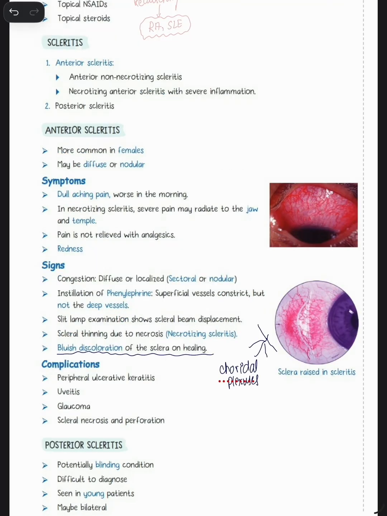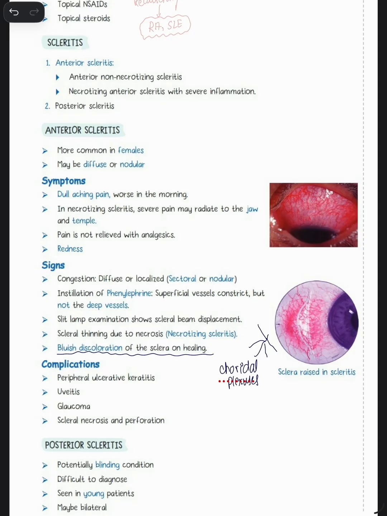What we have read is that scleritis can be anterior and posterior. Anterior scleritis can be non-necrotizing and necrotizing with severe inflammation. Anterior scleritis is seen more commonly in females. Again, it is of diffuse and nodular type. The symptoms are a dull aching pain which worsens in the morning, and in severe necrotizing scleritis, the pain radiates to the temple and the jaw and is not relieved by analgesics. There is also redness present.